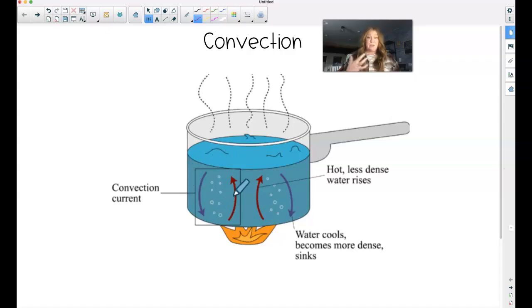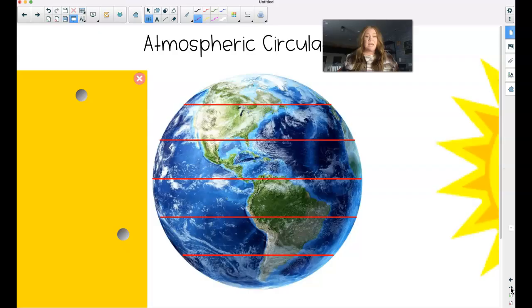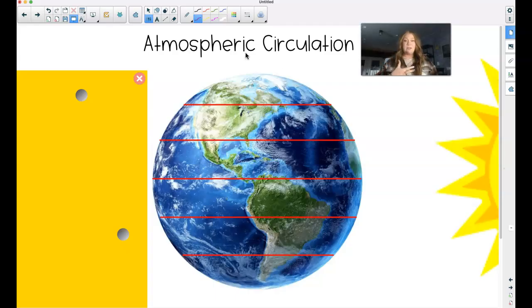So we can see that when we boil water, or when we have a hot air balloon, that heat source heats up the air, and the cold air comes back down to get heated back up. That is actually what is happening in our atmosphere all around the earth. So our atmospheric circulation is happening everywhere, all around.